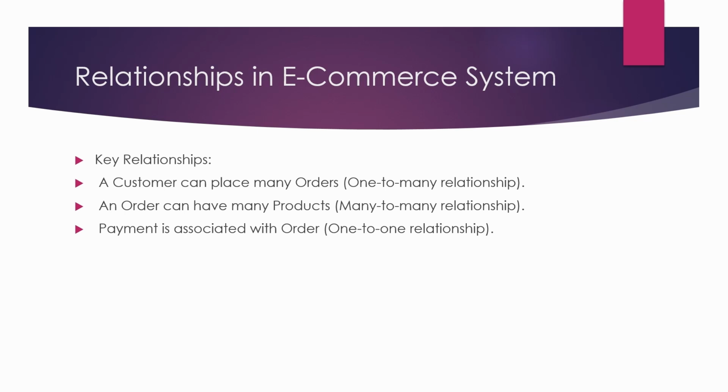In our e-commerce system, there are key relationships between these classes. A customer can place many orders, forming a one-to-many relationship. An order can have many products, which is a many-to-one relationship, and each order has a corresponding payment, forming a one-to-one relationship. These relationships are fundamental to the operation of an e-commerce platform.